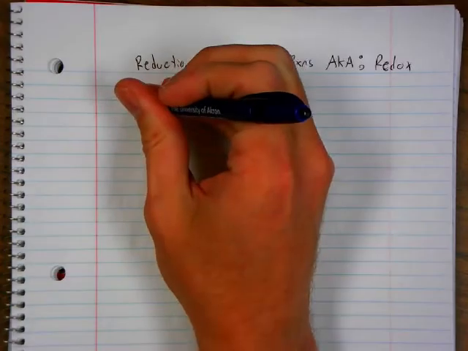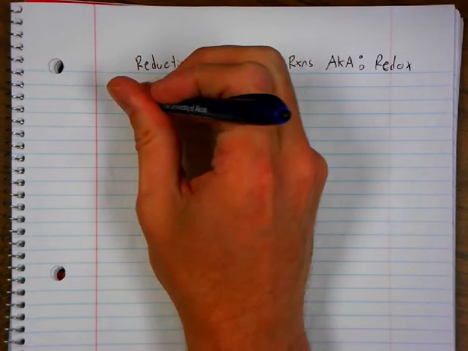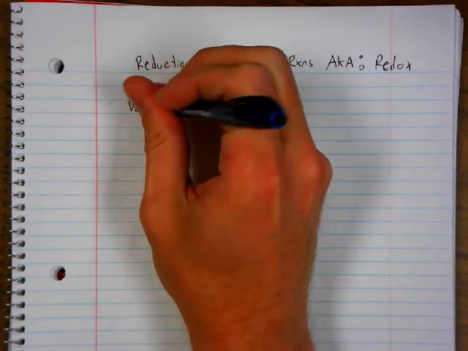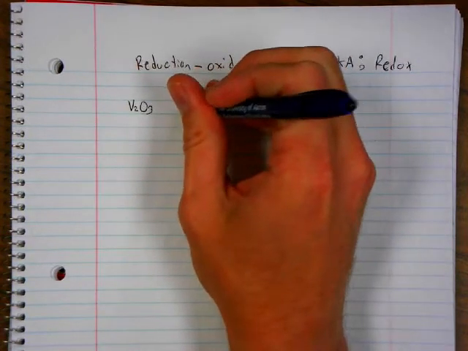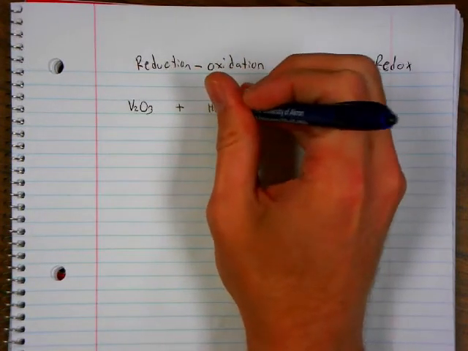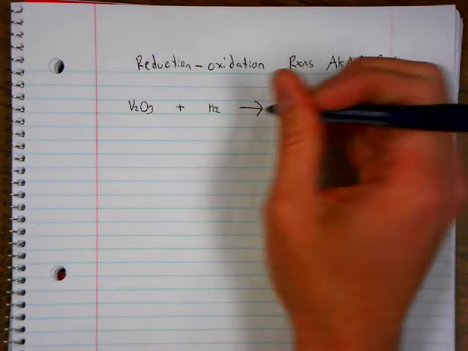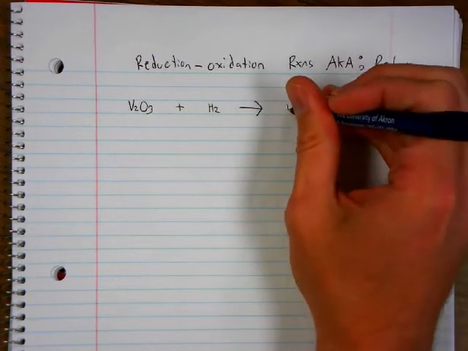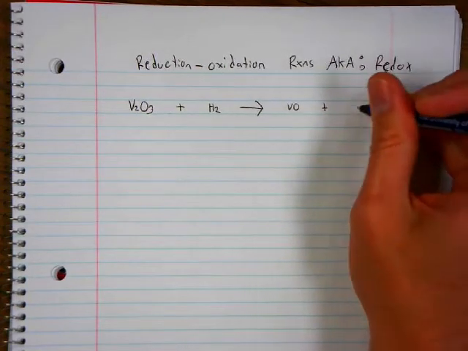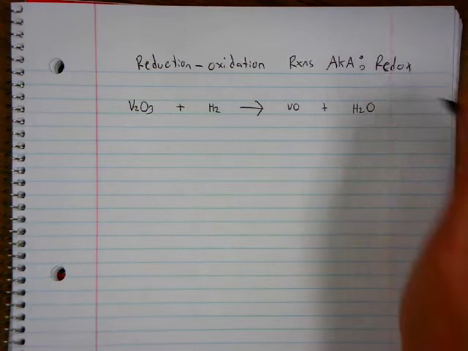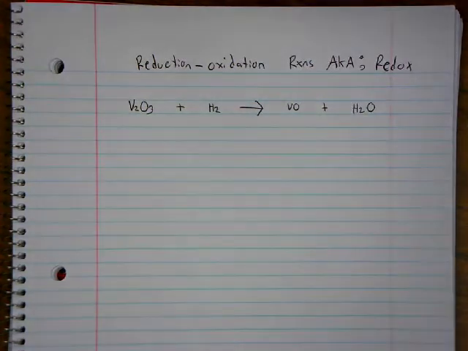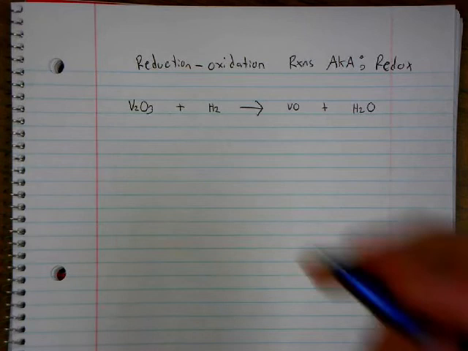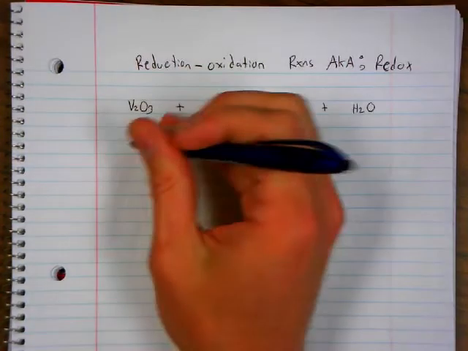We're going to write out an unbalanced equation. Are you ready for this? Yes. V2O3 plus H2 yields VO plus H2O. Do you guys do this in IB? Yes. Okay. So before we do this, there are some rules that you guys have to know.